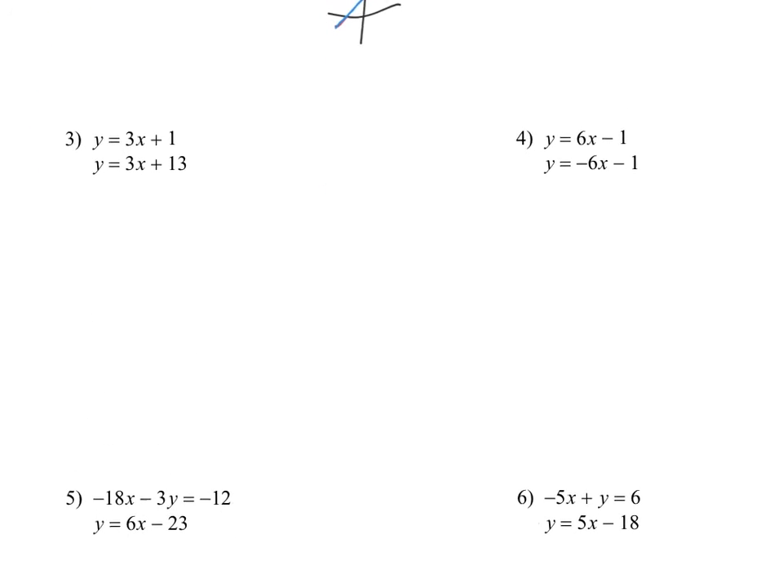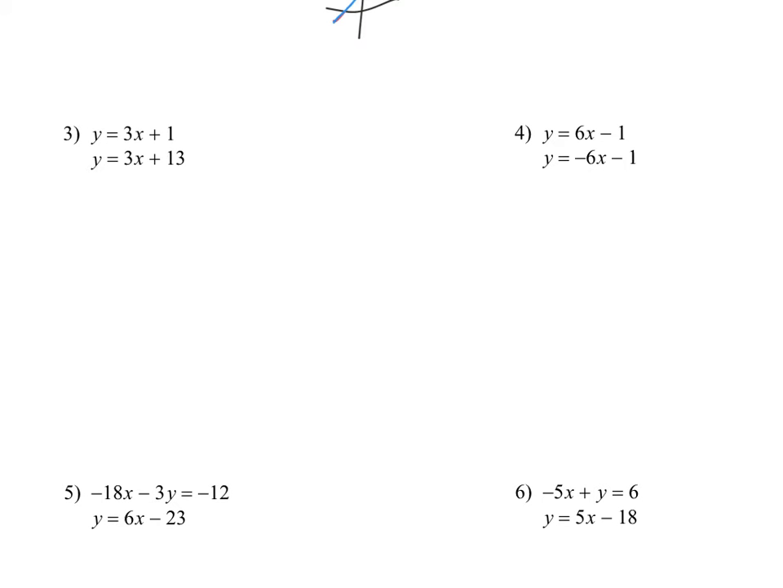Okay, so number three, same slope, but the 1 and the 13 are different, so there's no solution. Number four, different slopes, right? They're both 6s, but one's positive, the other one's negative. So that's one solution right away. It's different slope, one solution.